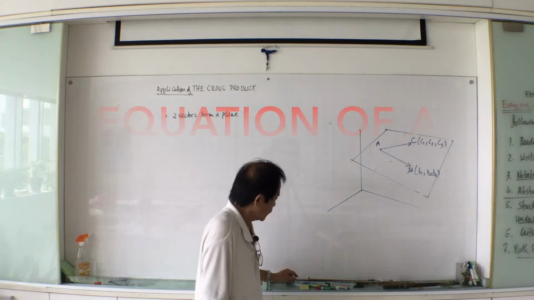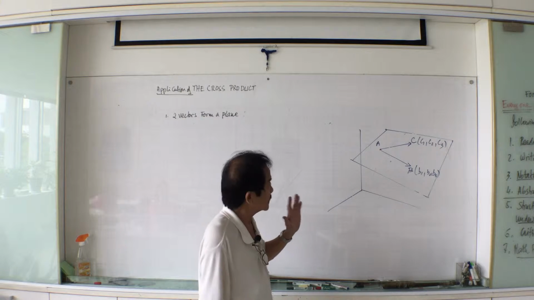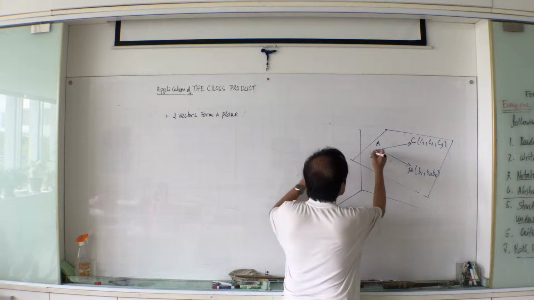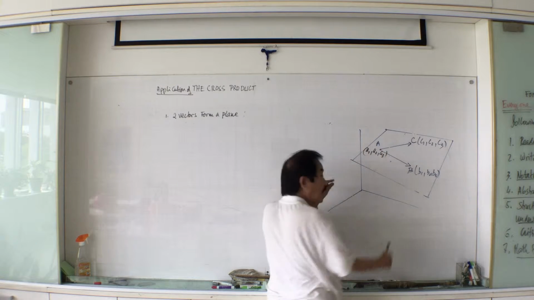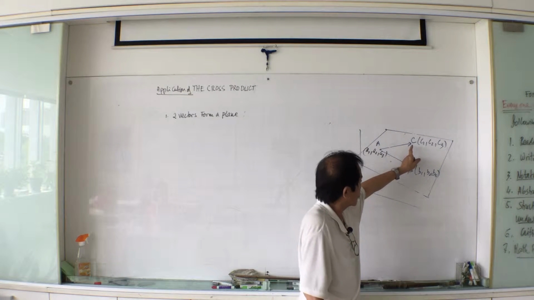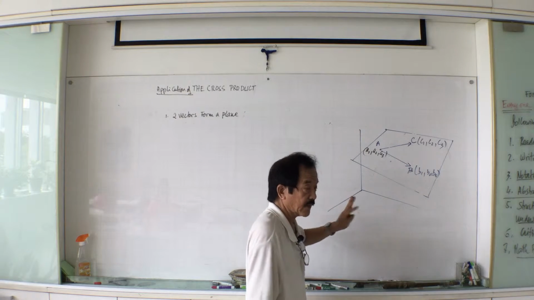Okay, so now pretend I know two vectors, right? And a point A. So the point A is A1, A2, A3 on the plane like this. And these are the point C1, C2, C3. They have 3 points. You can write an equation for the plane.